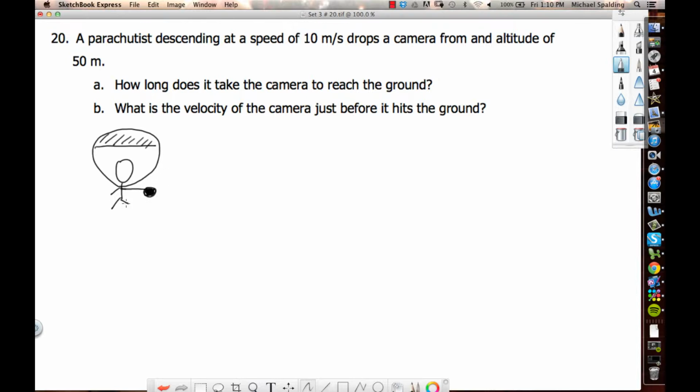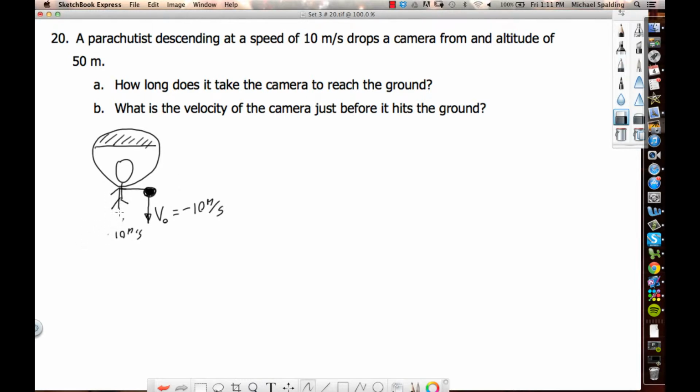Okay, is the camera starting from rest? No, because they tell us in the problem the parachutist is descending at a speed of 10 meters per second. So the guy has a downward velocity of 10 meters per second. So what's the initial velocity for the camera? Negative 10 meters per second. So why am I saying negative 10? Because it's going down. So let's put our sign convention.